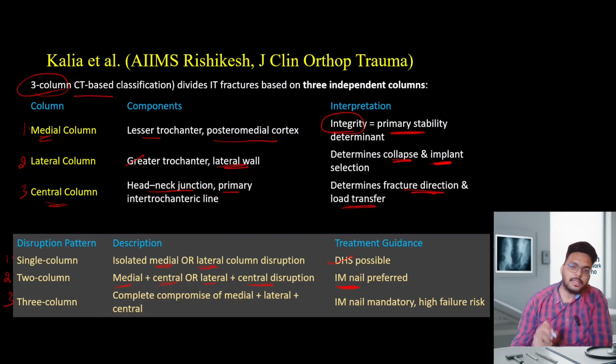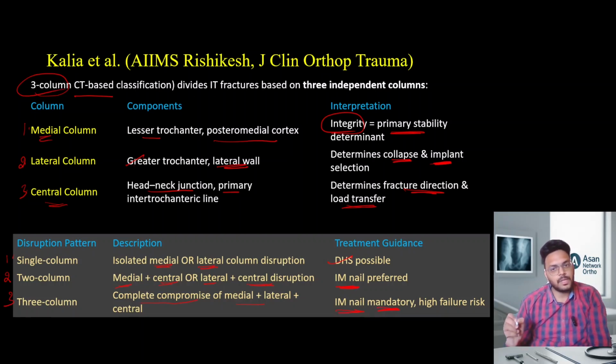Then the three column fracture, where complete compromise of all the three columns has happened. Then the only possibility is intramedullary nailing, which is mandatory. That too, the fracture has a high failure risk. Even if you fix with a nailing or a DHS, the fracture is more prone to a high failure rate. This is the clinical relevance and importance of Kalia et al.